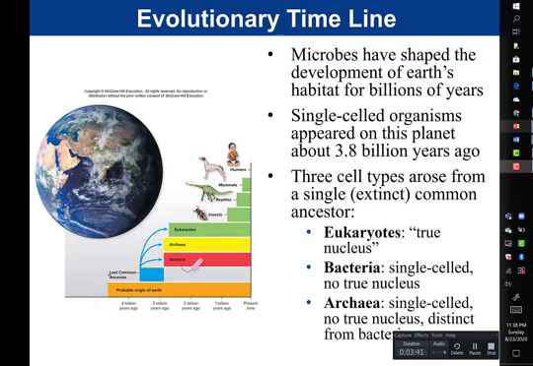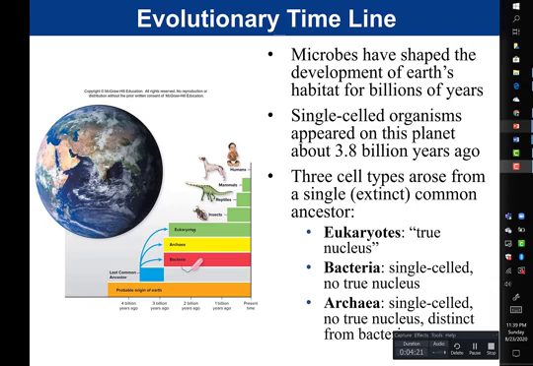Now, in terms of the first living organism, it was believed to have appeared on this planet about 3.8 billion years ago. That would be our first sign of life. That first sign of life is believed to have been single-celled, a unicellular organism. From that last common ancestor, we have branched off into 3 different cell types. We have our eukaryotic cells. Eukaryotic refers to a true nucleus. Those are organisms that have a membrane-bound nucleus that surrounds their DNA.